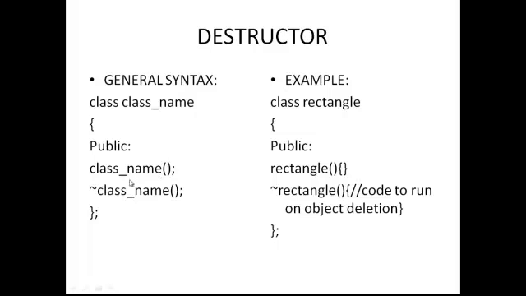Here you see that in the general syntax, first I use the class keyword, then the name of the class, and then under the public access specifier, two same-name function declarations are there. First one is the constructor and second one is the destructor. Destructor is identified by the tilde sign in front of the name of the destructor.